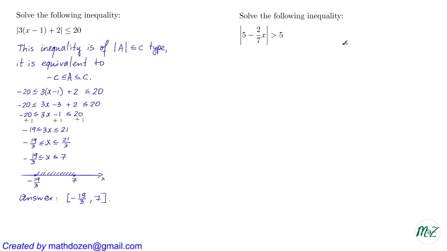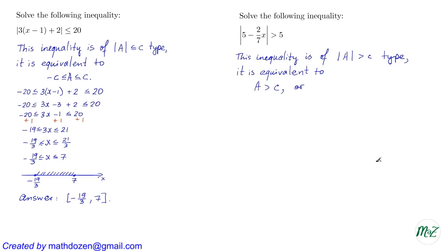Moving on to the inequality on the right-hand side, this inequality is of a different type. It has the absolute value of some expression being greater than a number, and it is equivalent to two separate inequalities. So one is the inside of the absolute value being greater than the constant. That's one option. Another option is the content of the absolute value being less than negative constant.